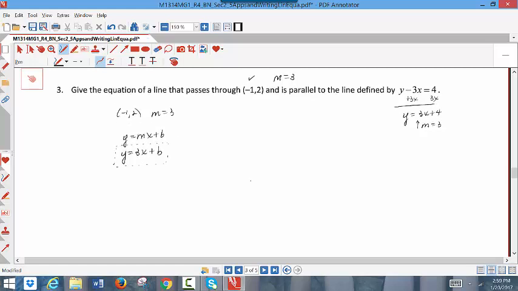Alright, use my point negative 1, 2. Replace the y value with the 2, and the x value with the negative 1. So 2 equals negative 3 plus b, and when you add 3 to each side, b equals 5. So your equation is y equals 3x plus 5.